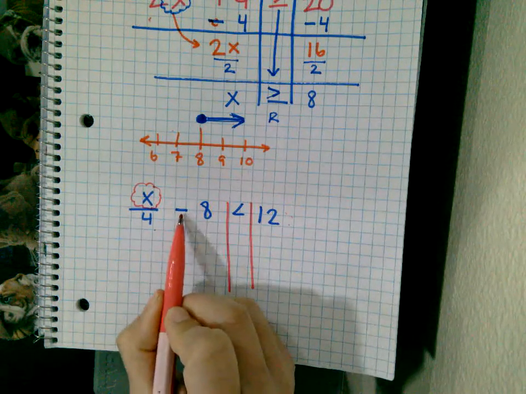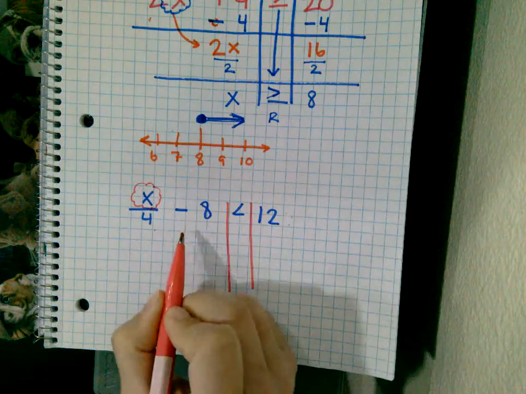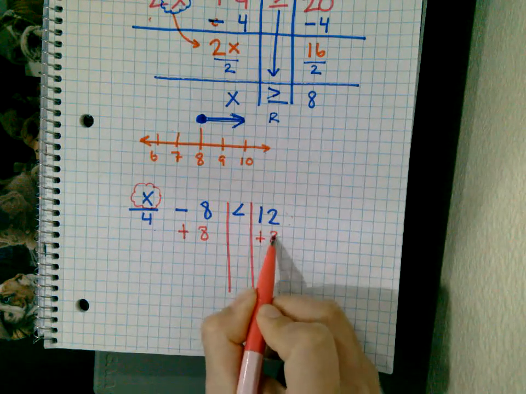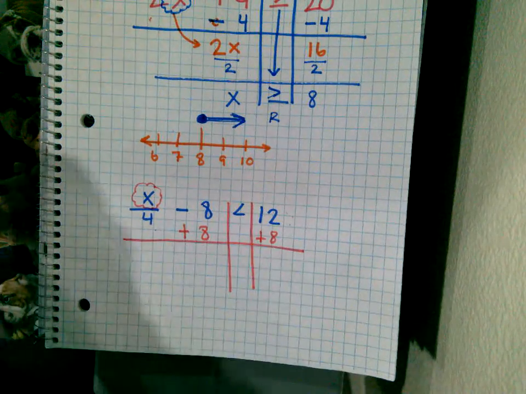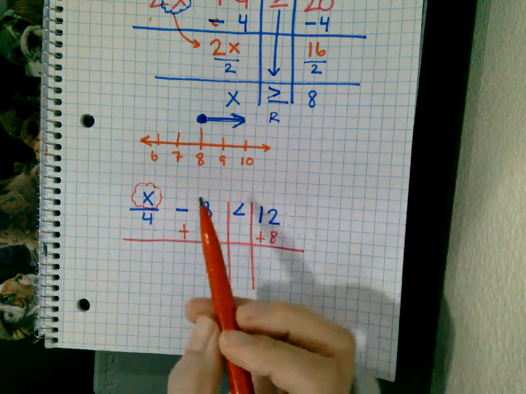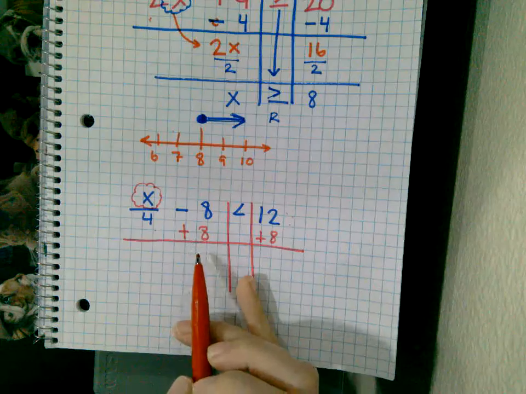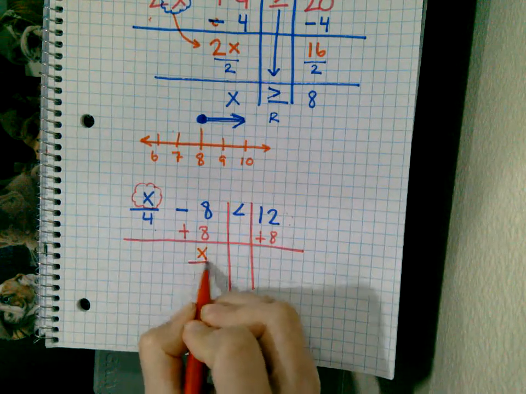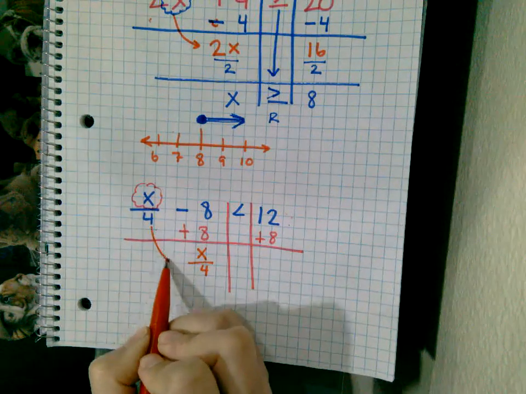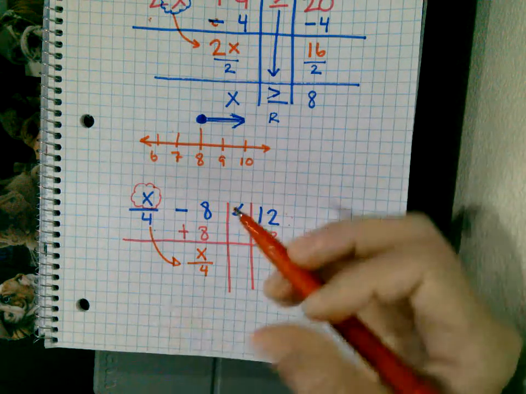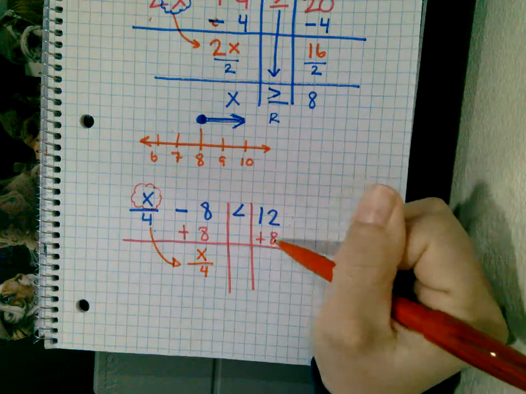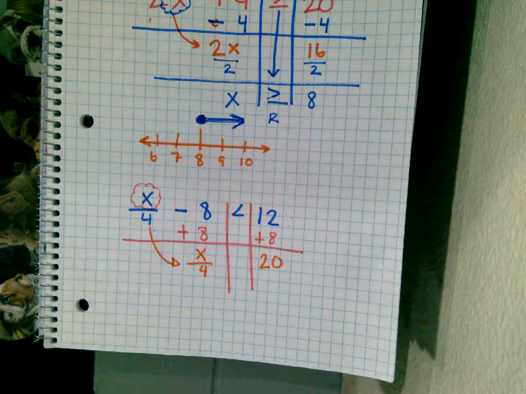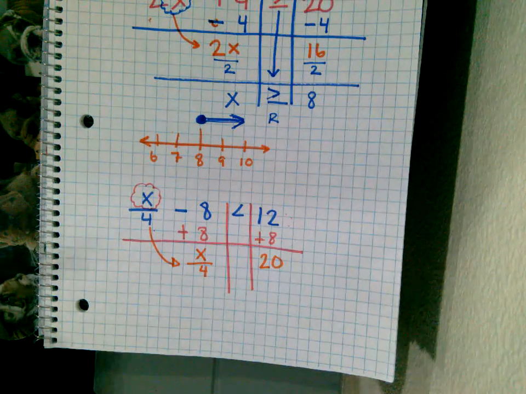Well, it says here minus 8. So what you're going to do is you're going to do a plus 8 on both sides. On this side, the 8's disappear. It ends up being a 0. Fantastic. I'm going to write down x over 4. I'm going to bring this down. Over here, I do the math. 12 plus 8, 20. 12 plus 8 is 20.